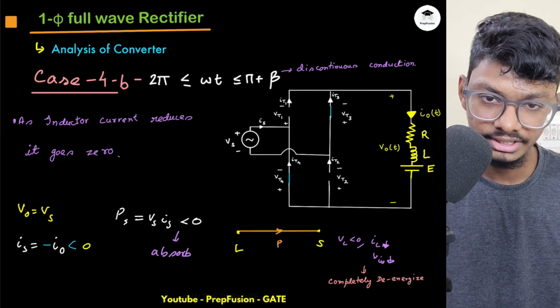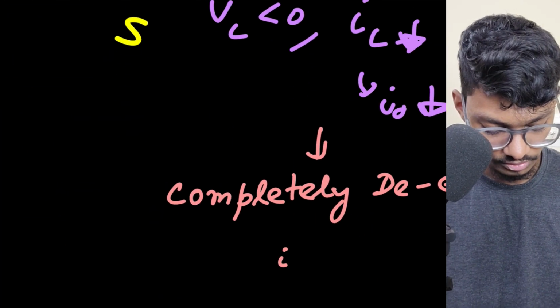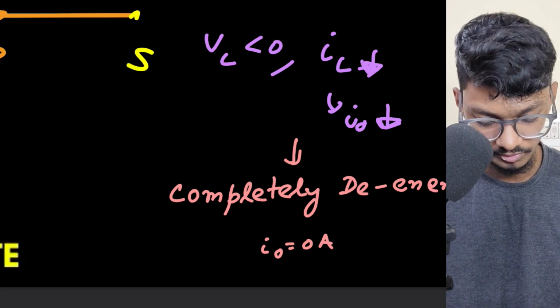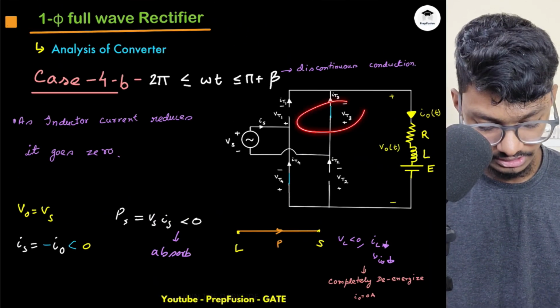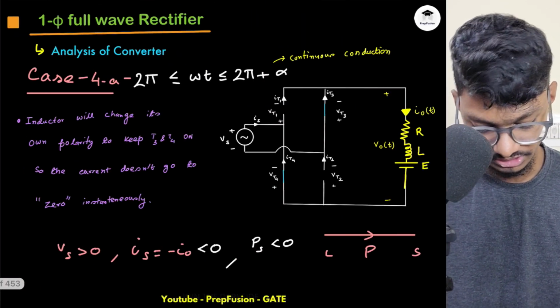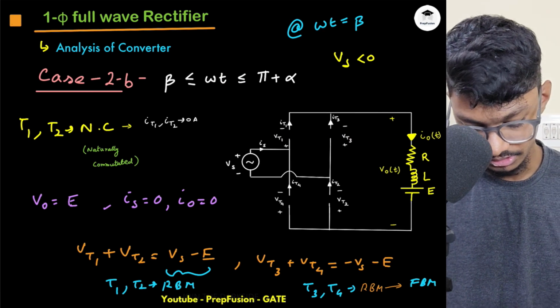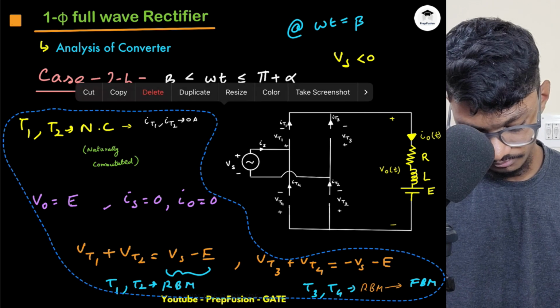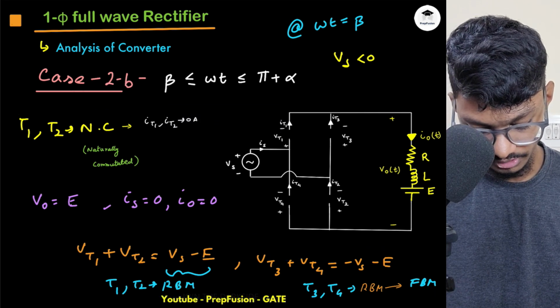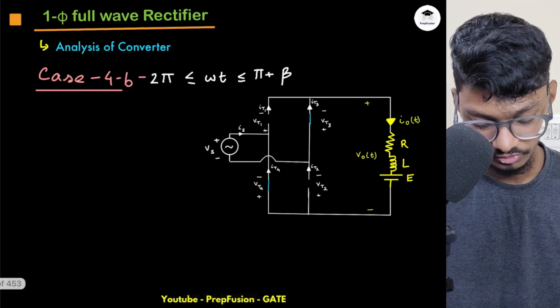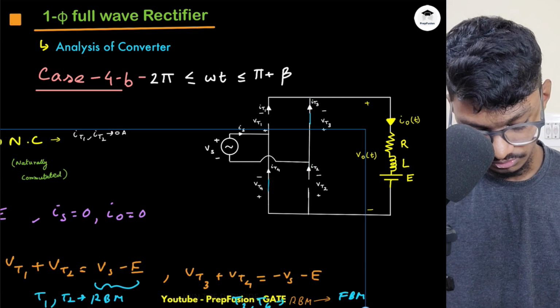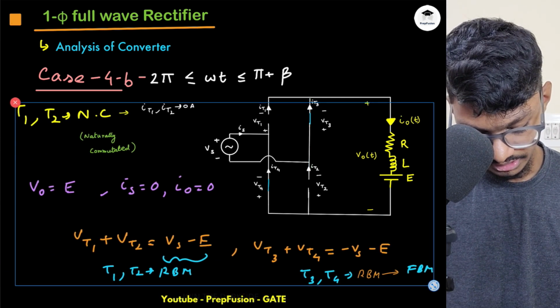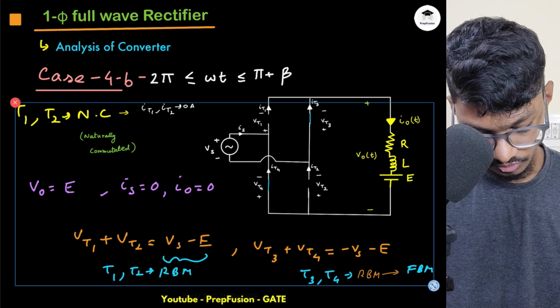So completely de-energized, hence my IO will go to 0, and as soon as my IO goes to 0, everything will switch off. T3 and T4 will be naturally commutated. This is from 2 pi to pi plus alpha.